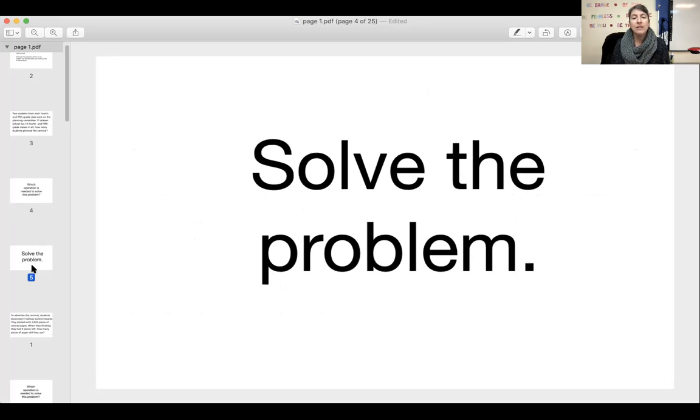Now, you need to solve the problem. Look at page 119, number 1. Enter your answer in the box and press Next to continue.